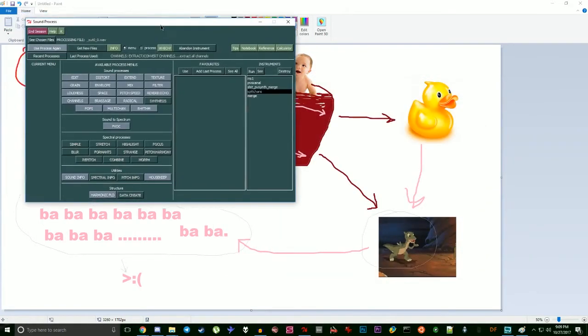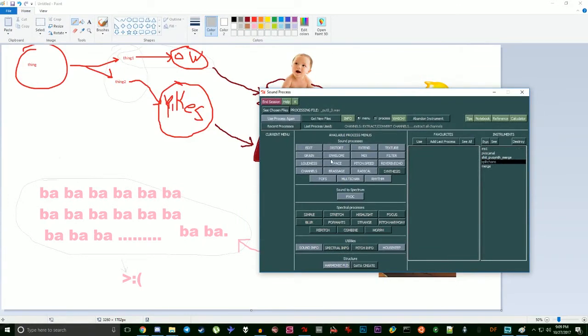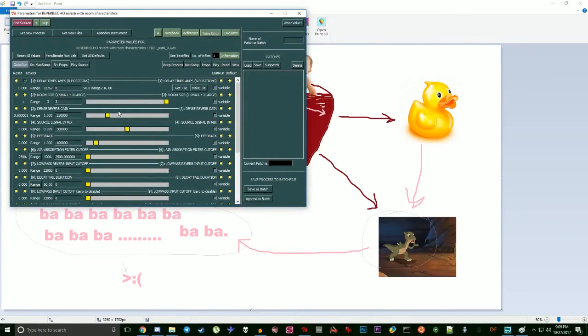Let us continue. Now for this, we're actually gonna be doing something a little strange. We're gonna be going to reverb, echo, reverb with room characteristics, okay? So we have all of these parameters here. We have this, we have this, we have this. We have all these things, none of them matter.